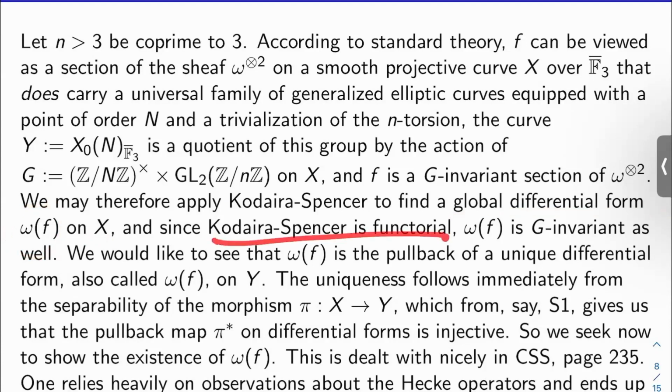But Kodaira-Spencer is functorial. So omega_f is still G-invariant, all right? So I'd like to see that omega_f is actually the pullback of some unique differential form, which I'll also call omega_f on Y, and then I'll be done.